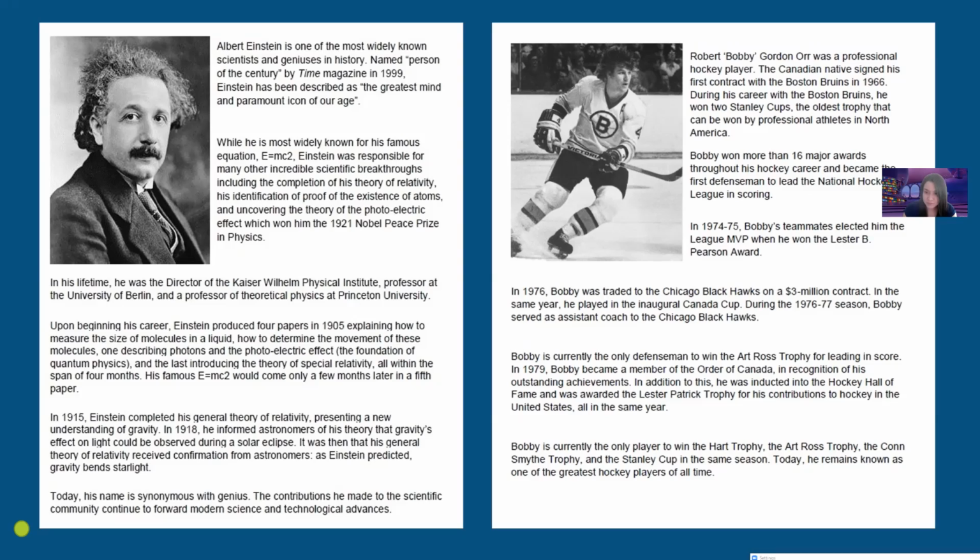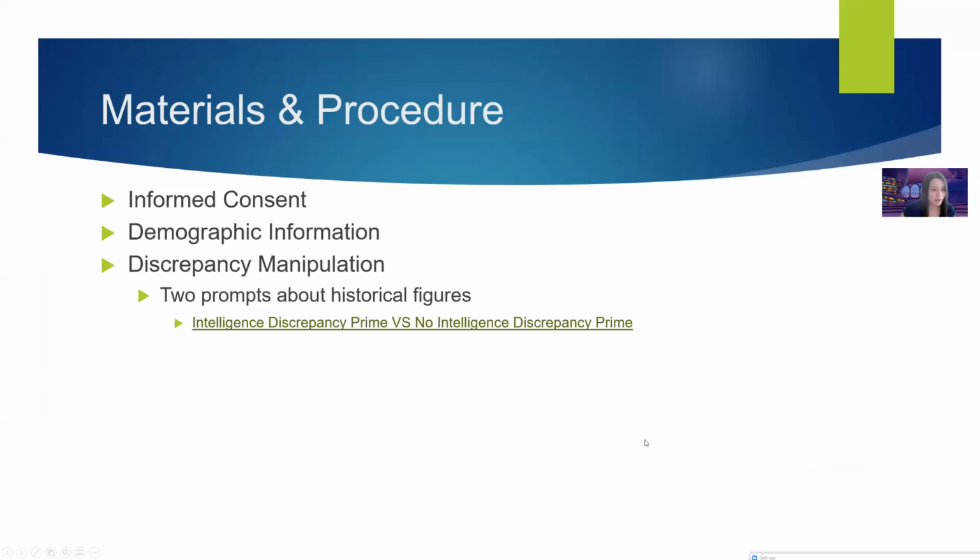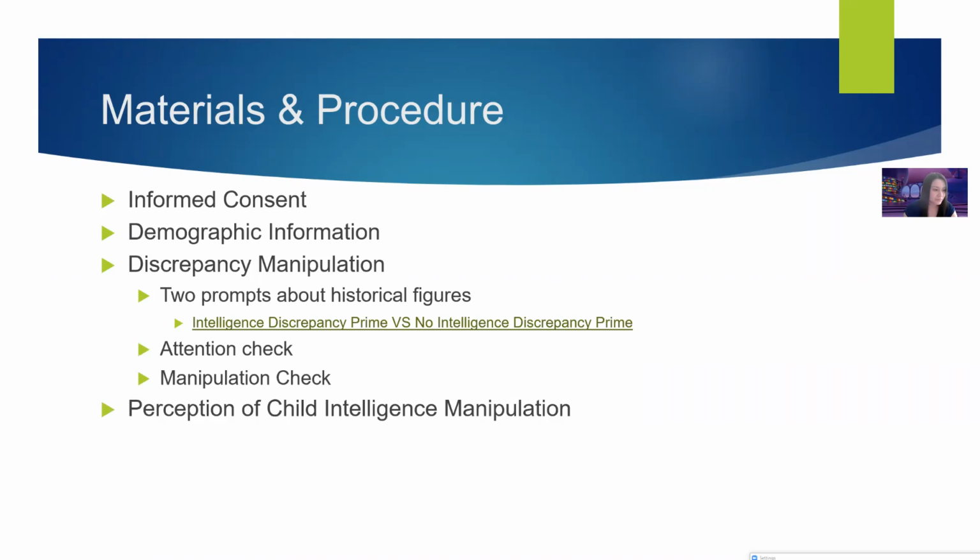For the Bobby Orr prompt, the goal here was that participants who were presented with this one would, if they engaged in a social comparison process, feel no more or less intelligent than they did before seeing Bobby. After this, we included an attention check to make sure that participants paid attention to the manipulation, and a manipulation check to make sure that it worked.